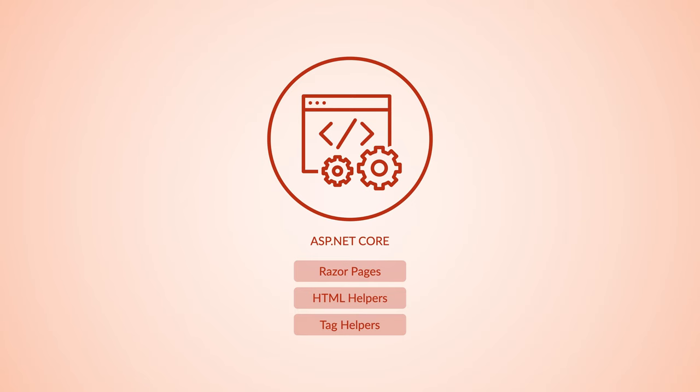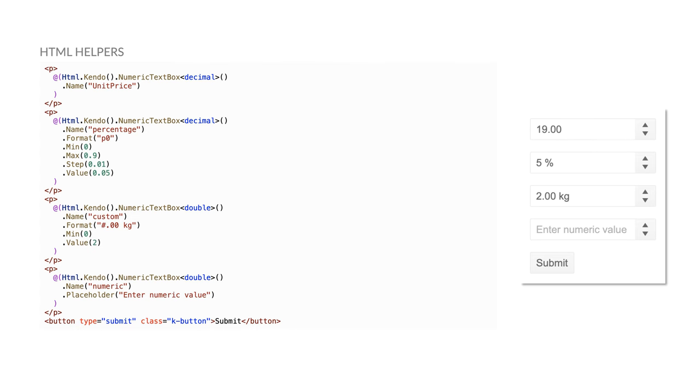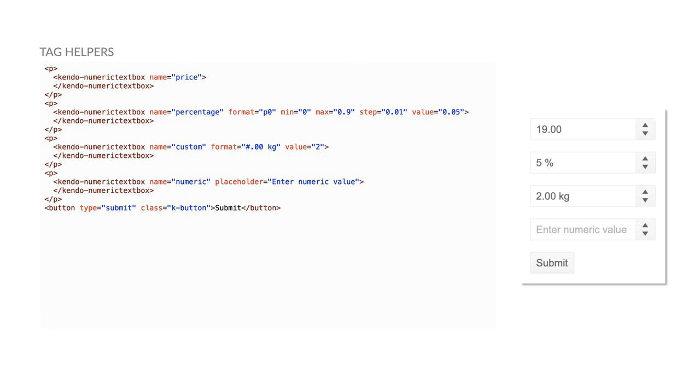HTML helpers and tag helpers. Telerik UI for ASP.NET Core provides both HTML helpers and tag helpers for you to use when building out views. Our HTML helpers provide a set of controls you can configure to emit markup and script to the client. Additionally, they support ASP.NET Core specific functionality to simplify your development.